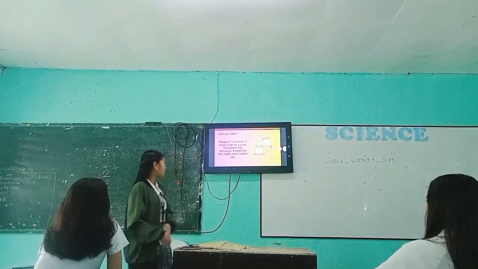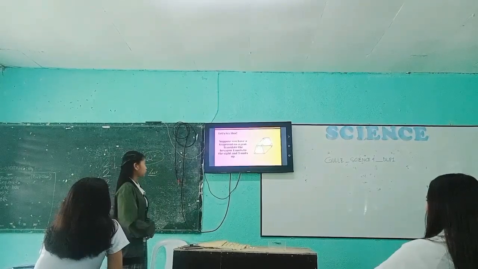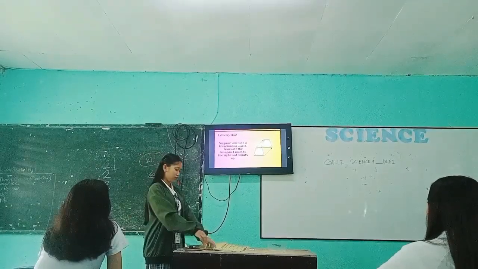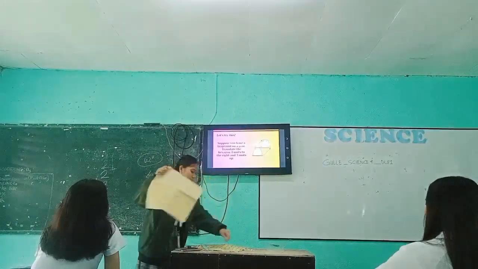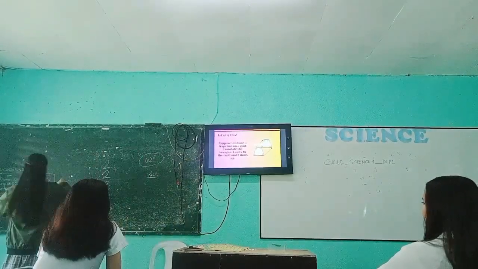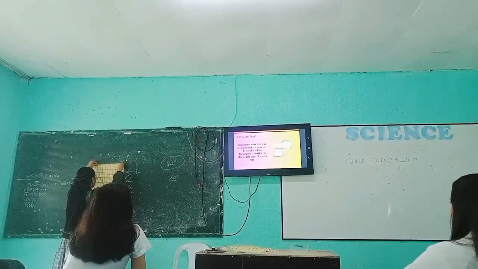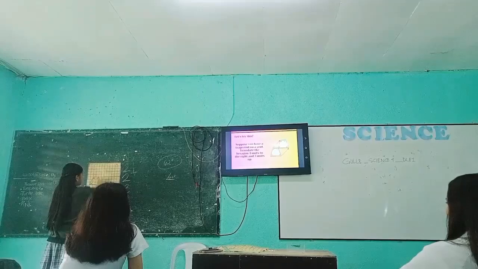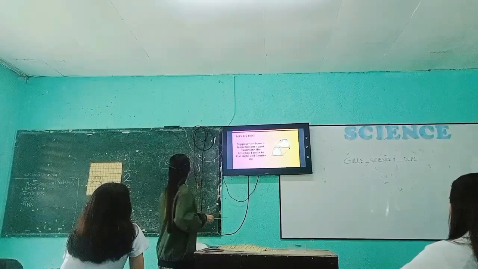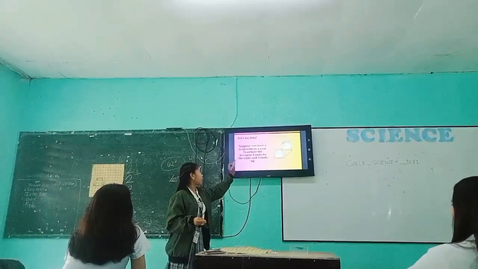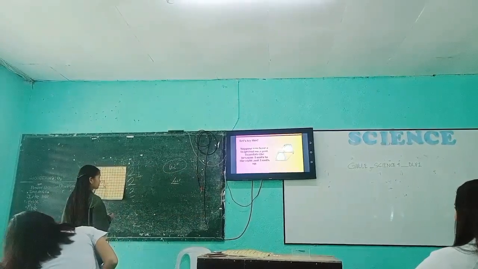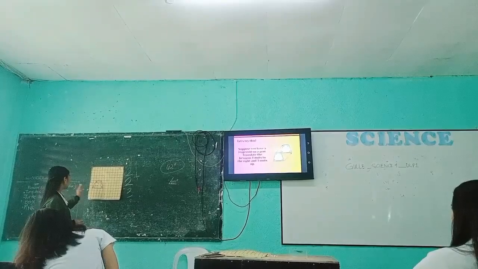Okay, let's try this. Suppose you have a pentagon on a grid. Translate the pentagon 4 units to the right and 3 units up. So how do we translate it? Translate the pentagon 4 units to the right and 3 units up. So, 4 units to the right.